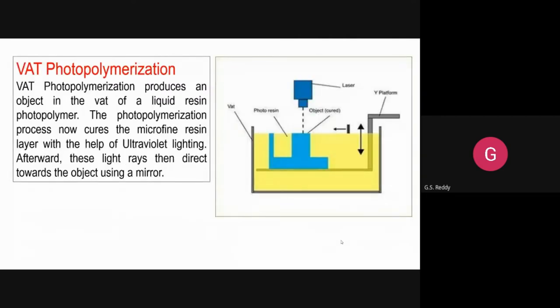VAT photopolymerization produces an object in a vat of liquid resin photopolymer. The photopolymerization process cures the microfine resin layer with the help of ultraviolet light. The light rays are then directed towards the object using a mirror. So this is dedicated to photopolymerization sensitive materials only, which are used for this purpose.